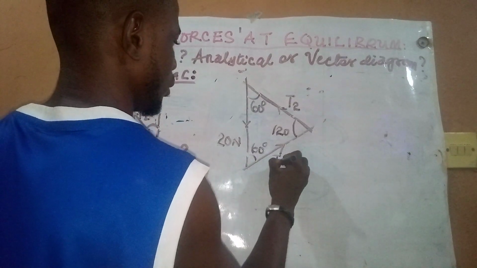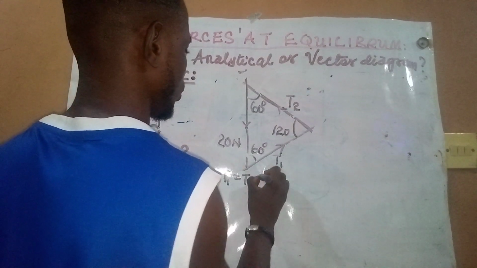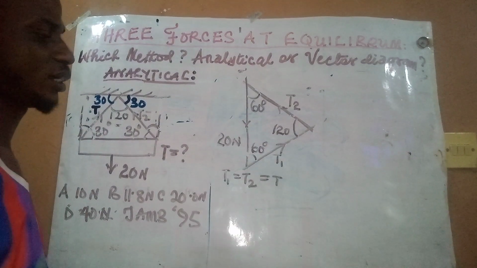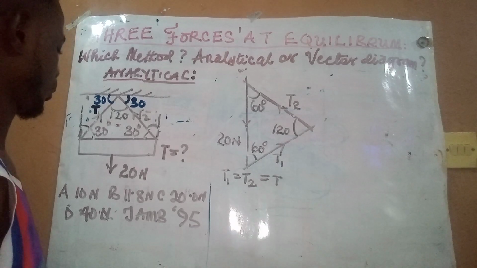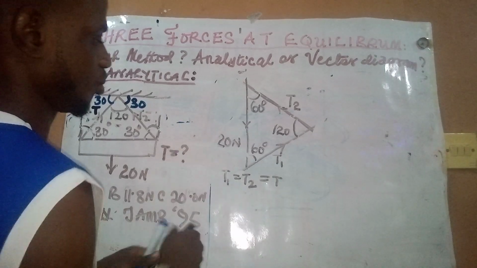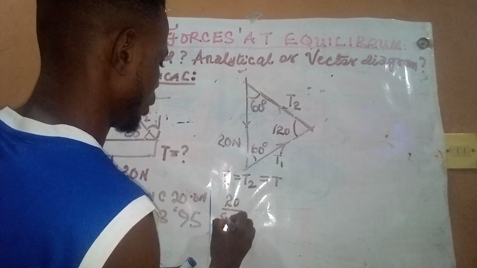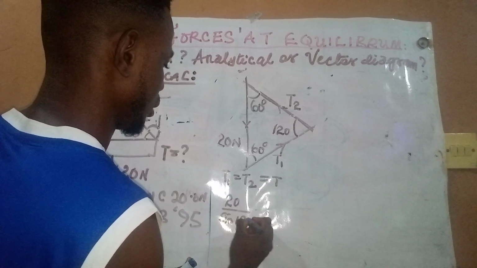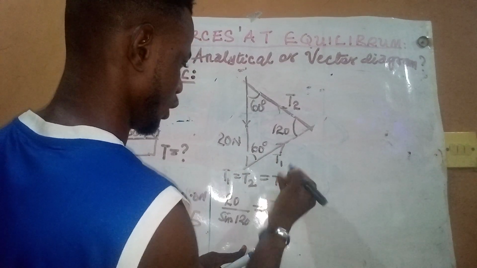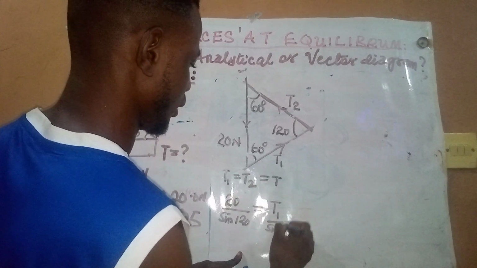T1. Don't forget that T1 equals T2 equals T. Right. So we can now apply the sine rule. In doing that, this 20 over sine 120 equals T1, or T, over sine 60.